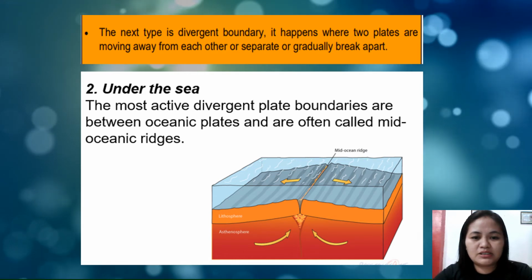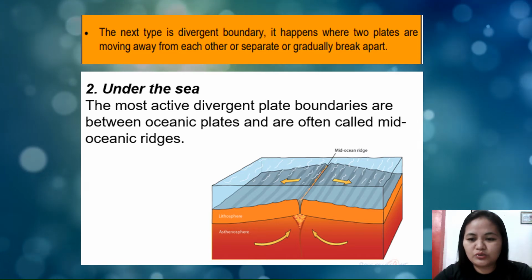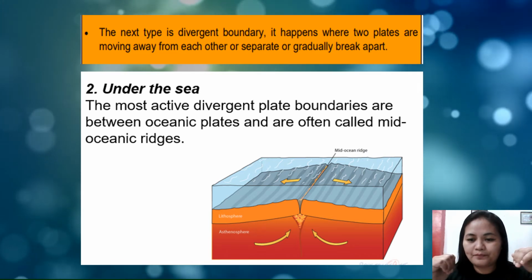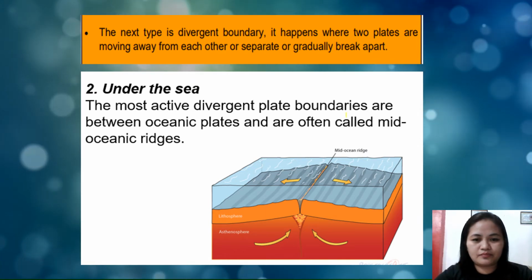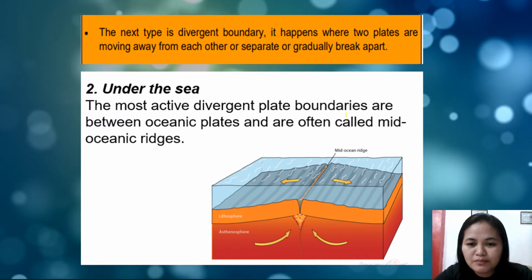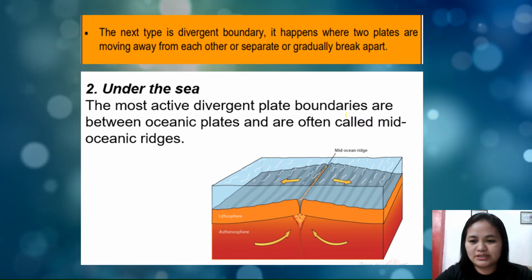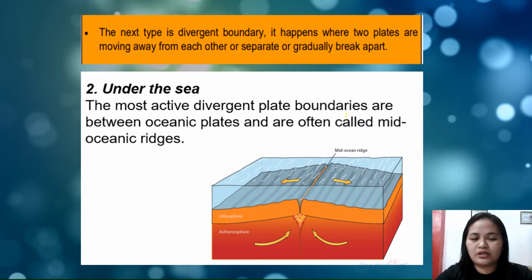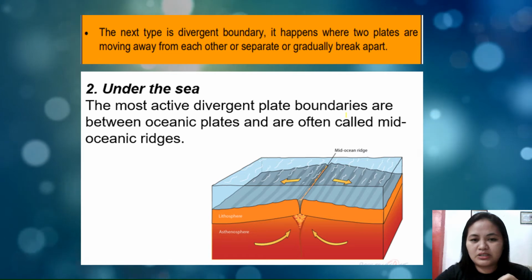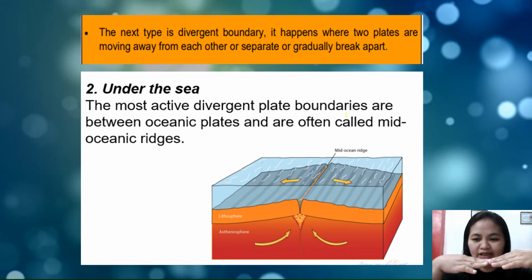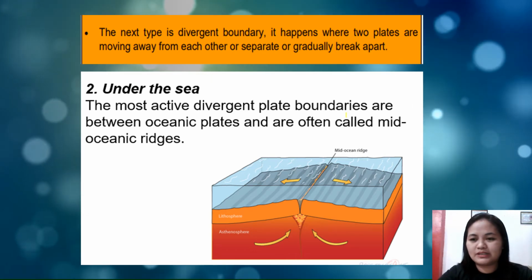What kind of boundary is this? Divergent plate boundaries. So when you diverge, you break up or you move away from each other. What is produced? Mid-ocean ridge or mid-oceanic ridges. Alright, so we are done with the second type of boundary, and that is divergent boundary. What is the first one? Convergent. This second one is divergent. How about the third one? Let's see.